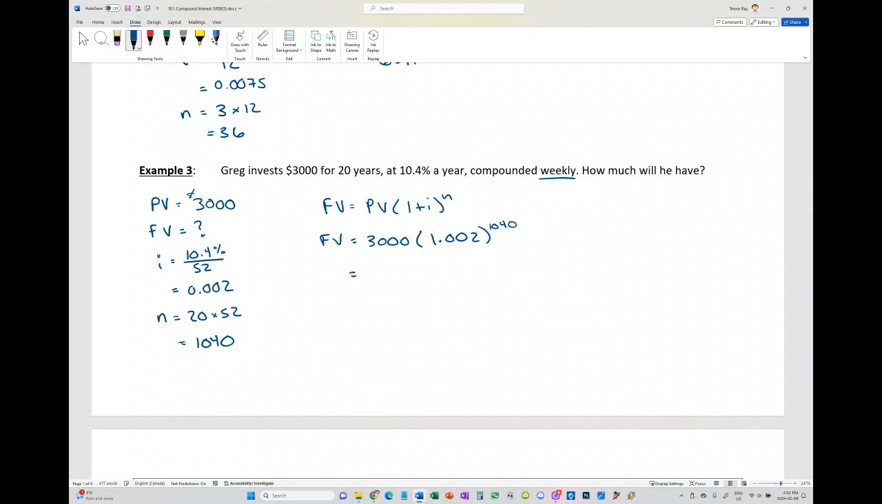Okay, same thing. When I punch that into my calculator, you're going to do the 1.002 to the exponent 1040 first, because you have to do the exponent first, and then multiply by 3,000 after. And when you do that, you should get $23,963.58. Given that your initial investment was only $3,000, this is almost 8 times as much. That seems pretty decent. So investment does make a big deal over a longer period of time.